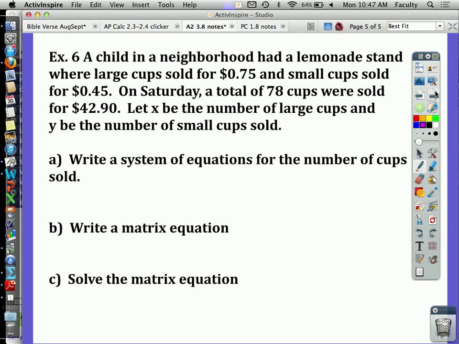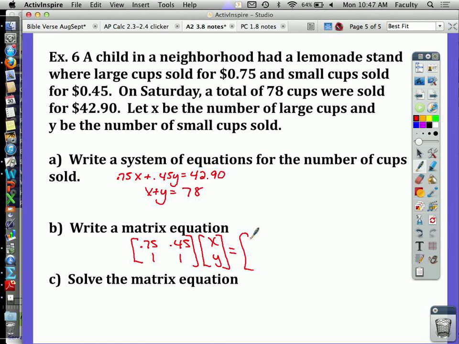All right, does somebody want to try the system of equations using the X and Y? Andrew, what do you think? Well, would it be 0.75x plus 0.45y equals 42.90? Yep. And then x plus y equals 78. Awesome. Okay, and so looking at this one, with all those yucky decimals, wouldn't that be terrible to have to work out? So then what we can do is put this in a matrix equation. And it just makes our lives so much nicer.